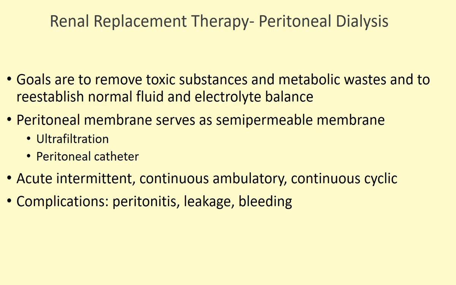So let's see here, peritoneal dialysis. Goals are to remove toxic substances and metabolic waste and to reestablish normal fluid and electrolyte balance. So it's the exact same thing as dialysis. The peritoneal membrane serves as a semi-permeable membrane. It does ultrafiltration, and it uses a peritoneal catheter, and I'll show you a picture in a second. It can be acute intermittent, or it could also be continuous, which allows the patient to be ambulatory. I'll explain how this really works in a little bit. Complications can be peritonitis, leakage, and also bleeding.